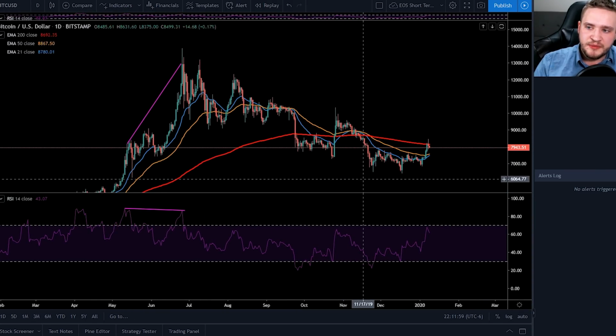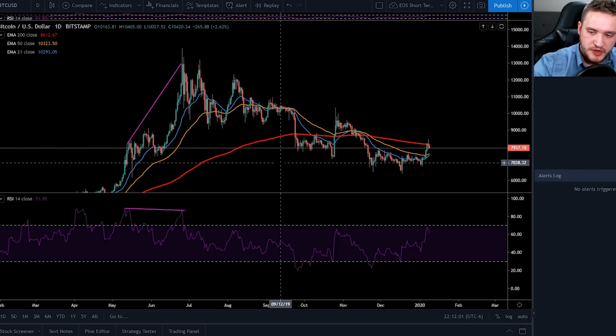So let's talk about bearish divergence, just a quick recap here. Bearish divergence is when we break a higher high on price, but a lower high on RSI. Bullish divergence is when we break a lower low on price, but a higher low on RSI.